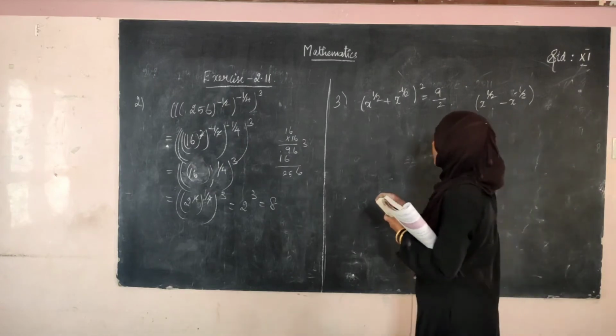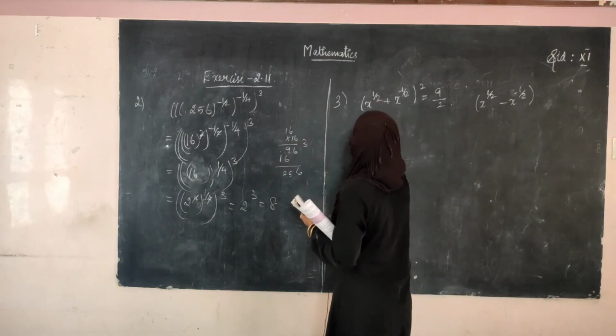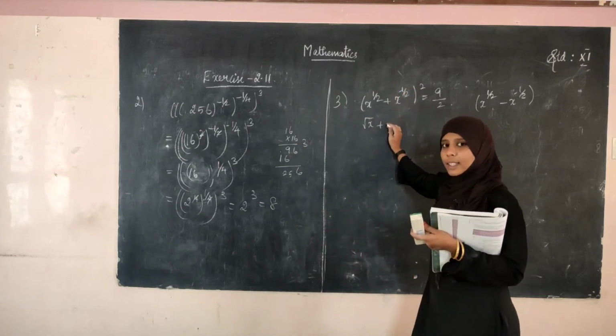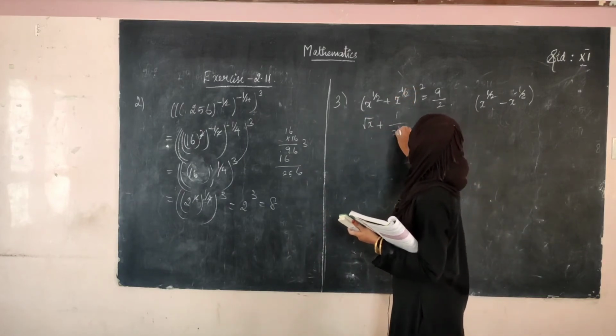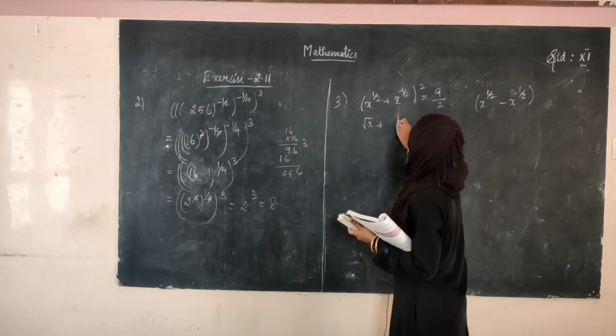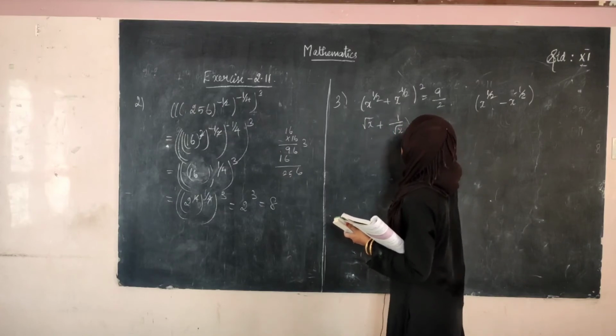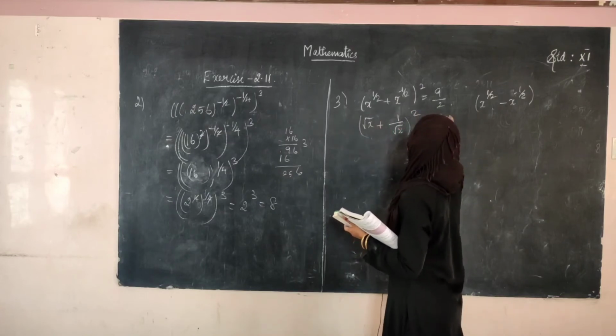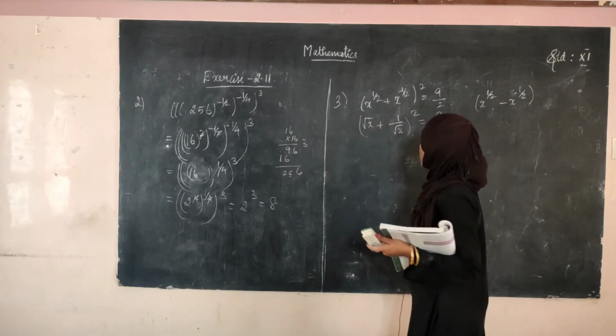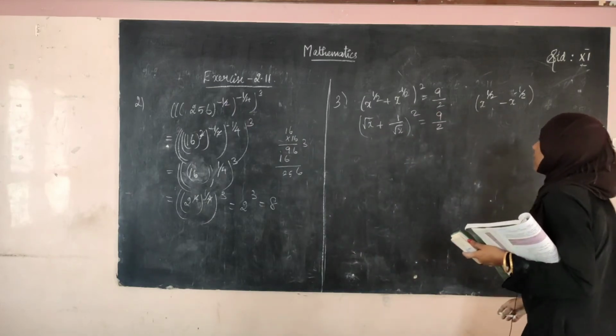Okay, so how can this be written? x power 1 by 2 is root x. And x power minus 1 by 2 can be written as 1 divided by x power 1 by 2, that is 1 divided by root x. The whole square is equal to 9 divided by 2.